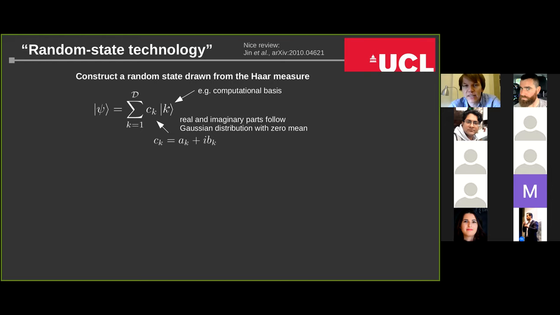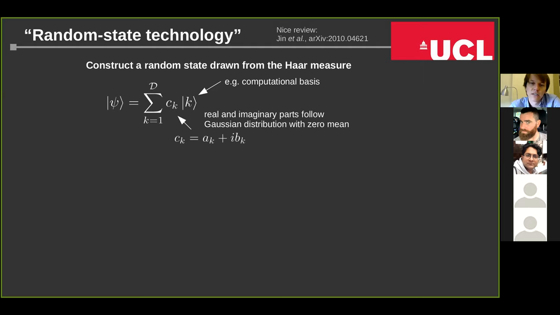So just the product basis of your spin up and spin down operators that you might be used to when you work with spin one half systems. And these coefficients c_k are complex numbers, and the real and imaginary parts should be drawn from a Gaussian distribution with zero mean. And if you do this, you end up with a state that is uniformly distributed in the Hilbert space. So why are these states, these random states, useful?